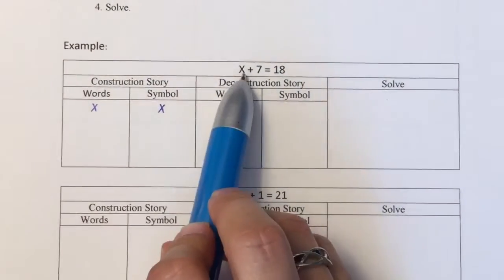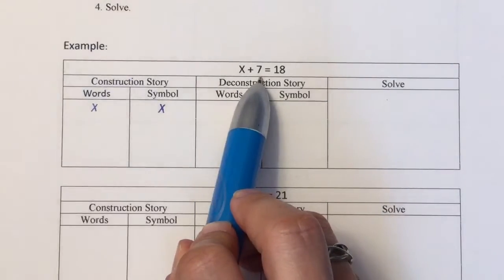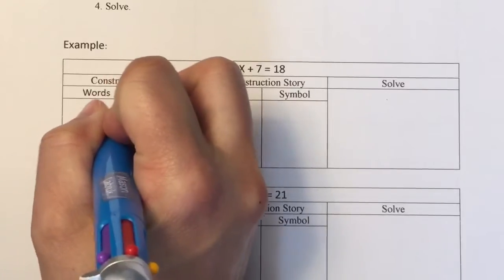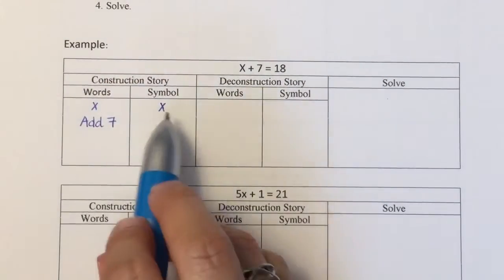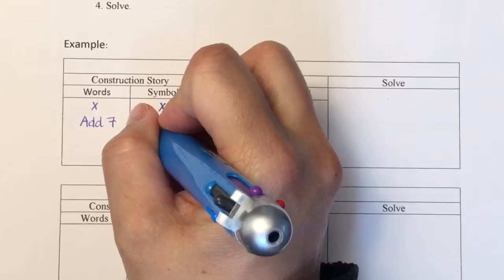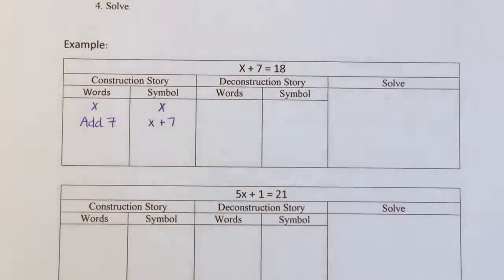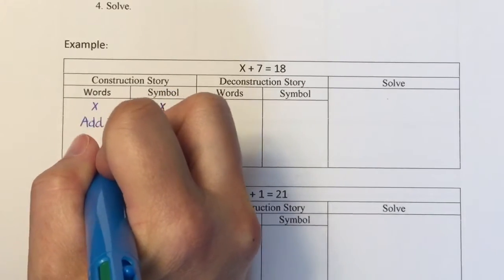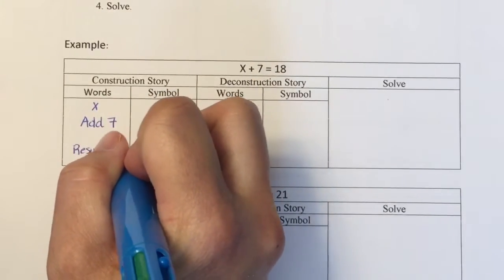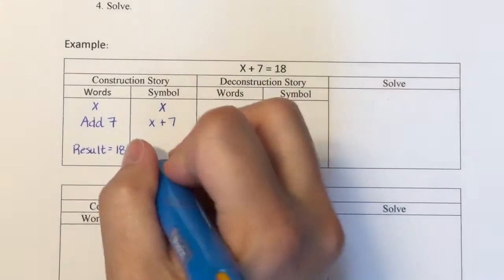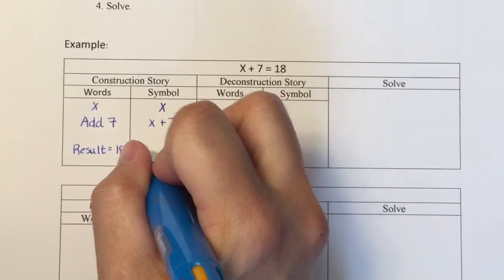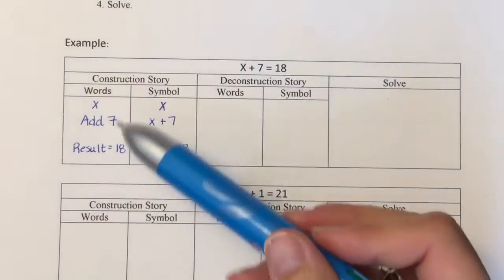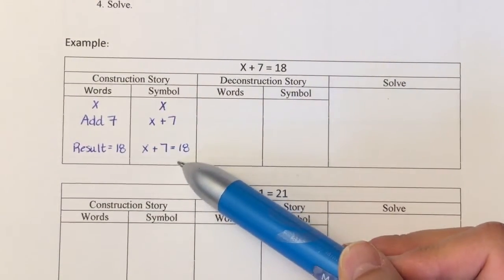The next thing we notice that happens to x is we add 7. And what would that look like in symbols? We're going to have x plus 7, and our result equals 18. So in symbols, it would look like x plus 7 equals 18. So we've constructed our story of x.